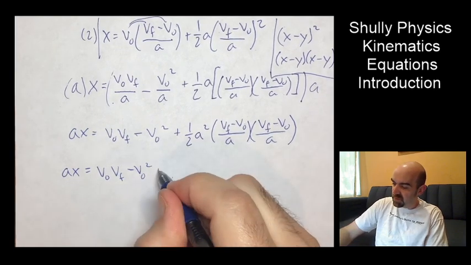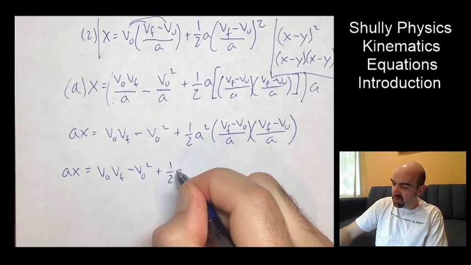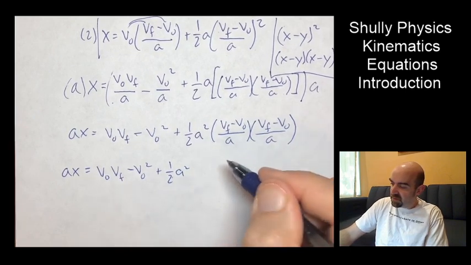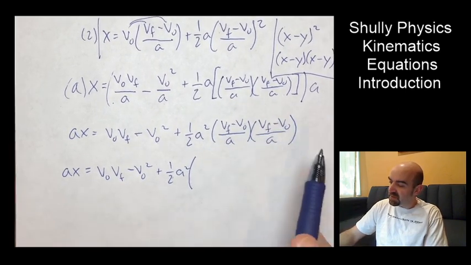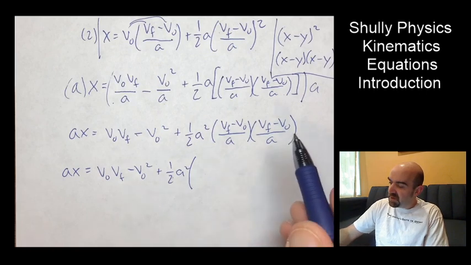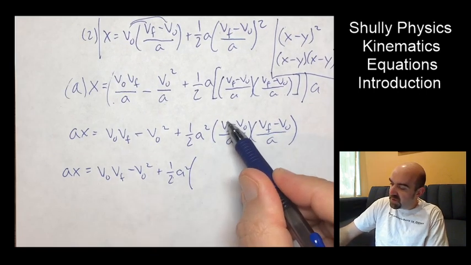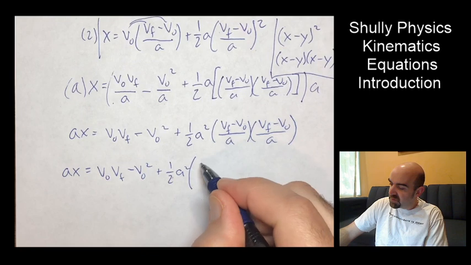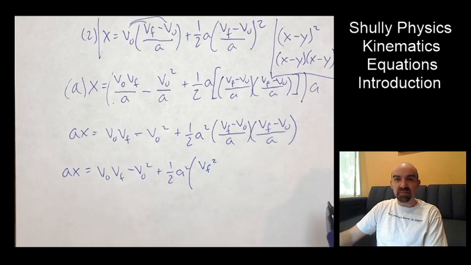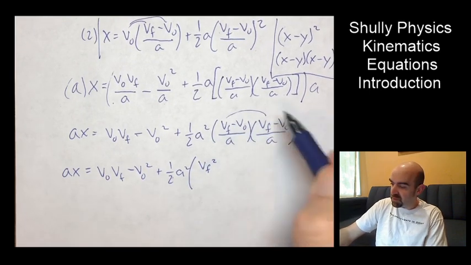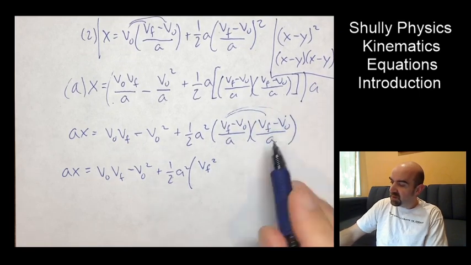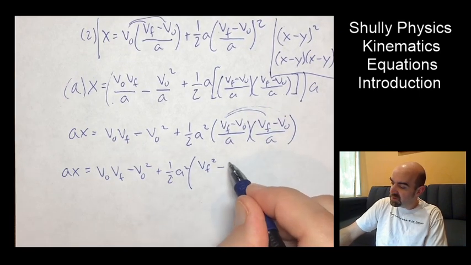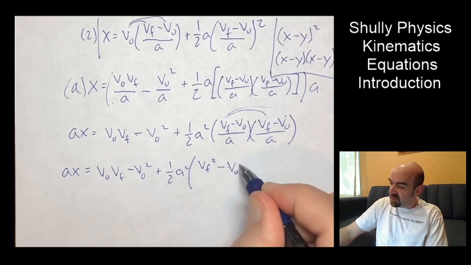And I'm going to keep this 1/2 here. 1/2 A squared. Alright, now you distribute this stuff on the top here. So VF times VF is VF squared. So I'm going to do that. I'm going to do this creature over here, VF times VO. But there's a negative in there, so minus VO VF.